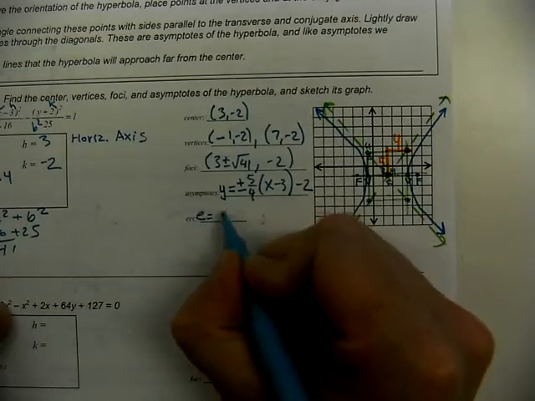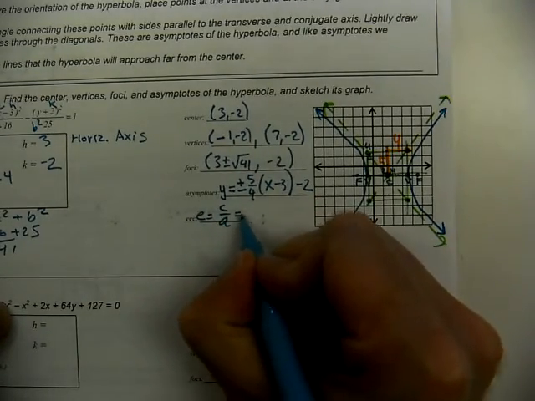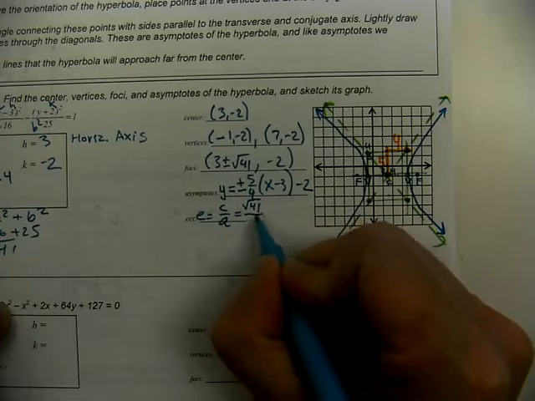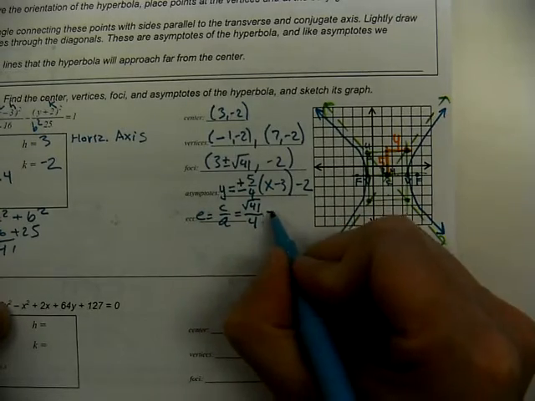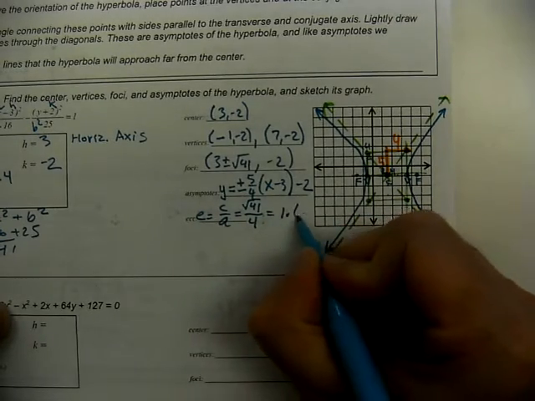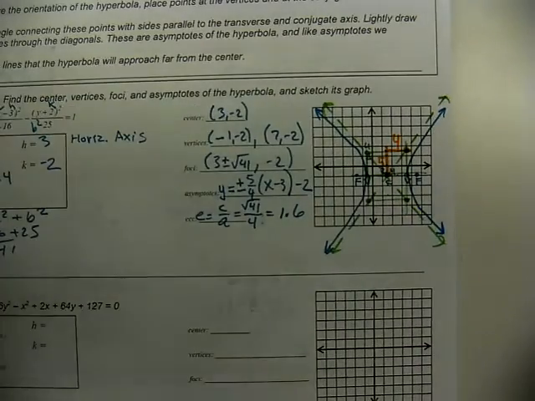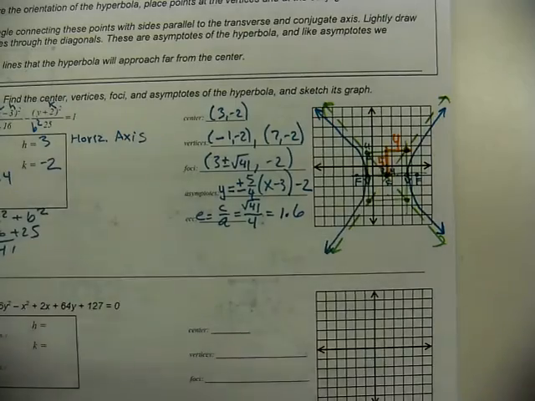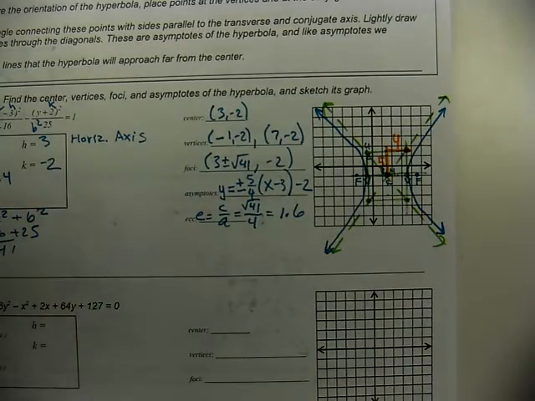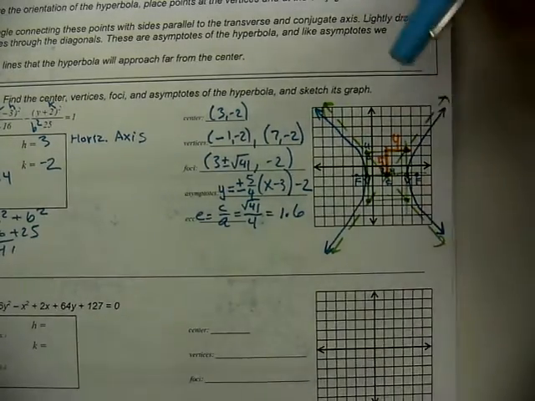The eccentricity then is c over a, so root 41 over 4, and my calculator will approximate that at 1.6. So it's fairly close to 1, in other words. All right, let's take a look at number 2.